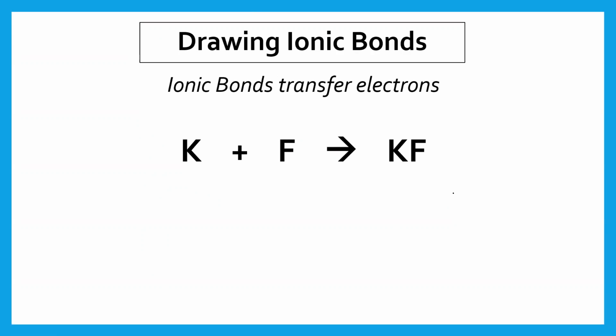So I have K potassium plus F fluorine combining to yield or produce KF, which is potassium fluoride. So I have one of each. So K, and K is in group 1. And then I have F, which is in group 17.